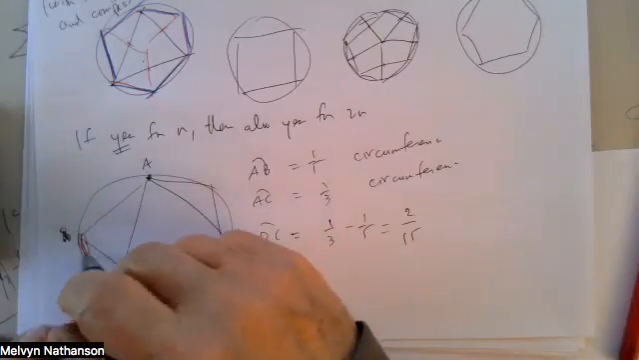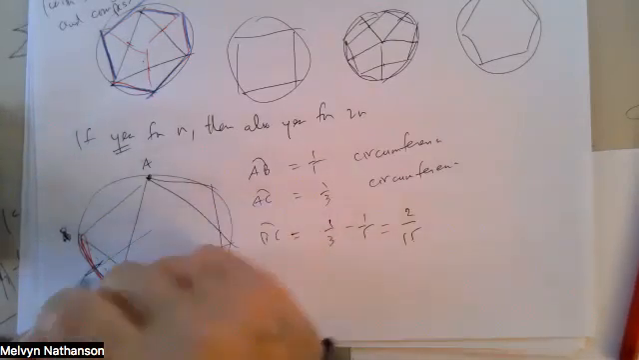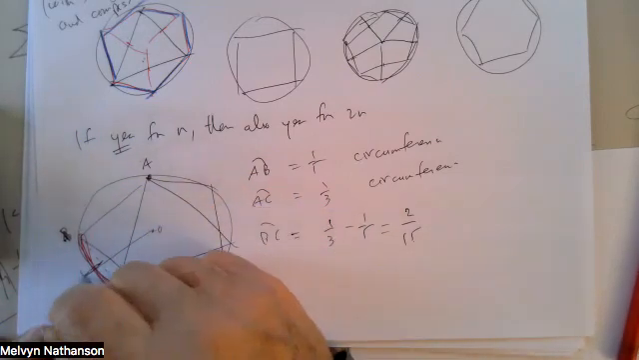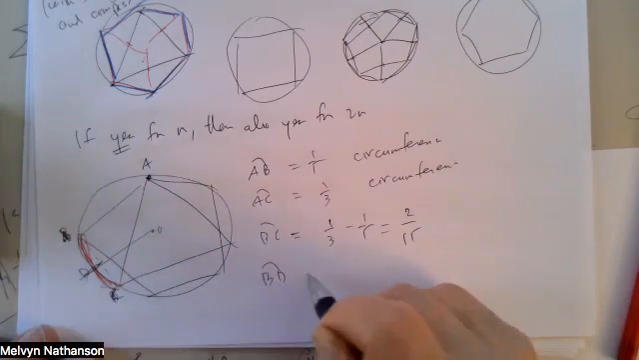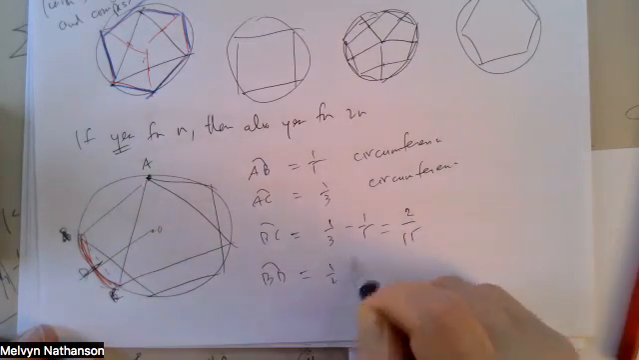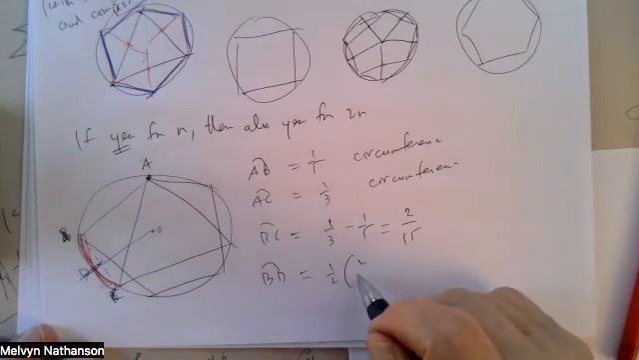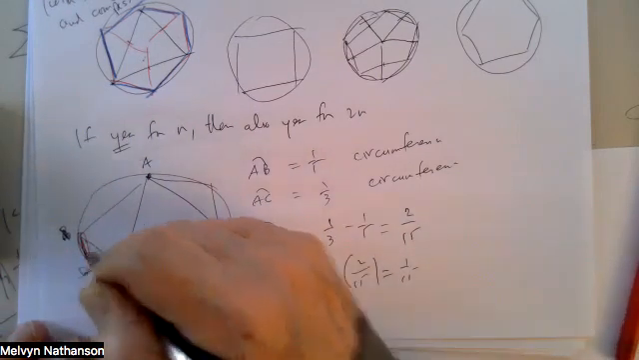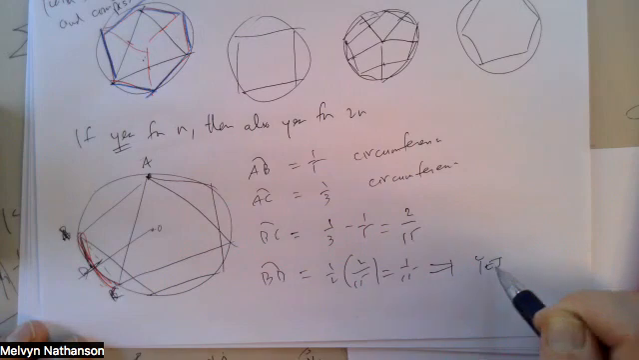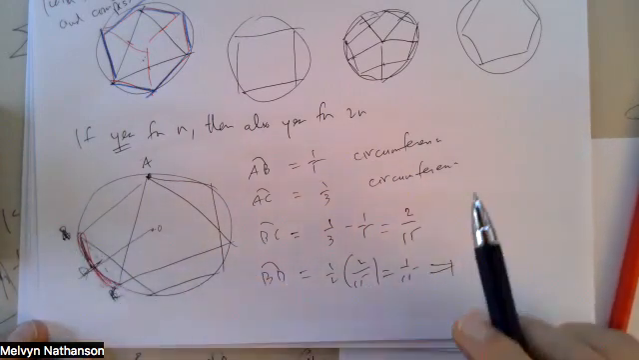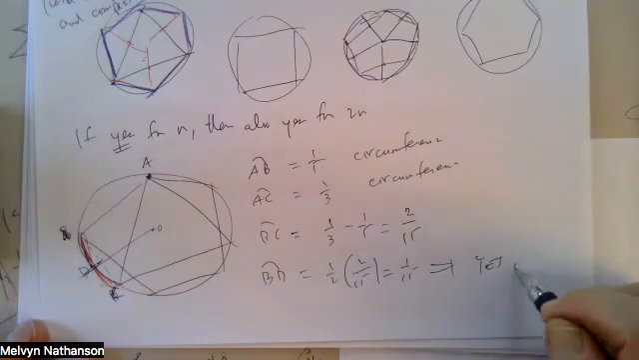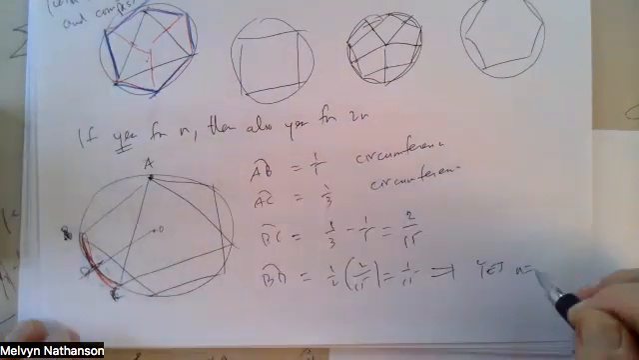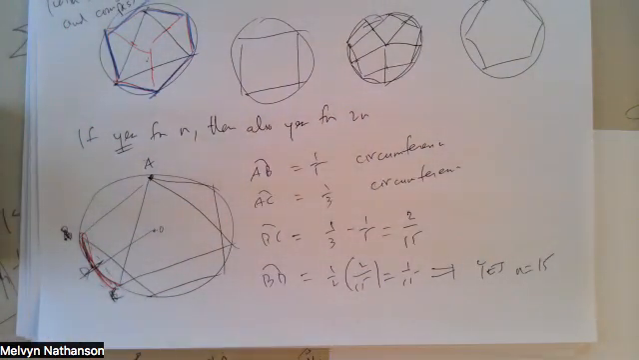If I draw the line segment from B to C and bisect it, and then draw the radius from the center through that bisection point, let's call this point D, then the arc from B to D is half of the arc from B to C. That's half of 2/15, that's 1/15. So I've constructed an arc which is 1/15 of the circumference of the circle. So I just repeat this periodically around the circle, and I have a figure with 15 sides described in the circle.